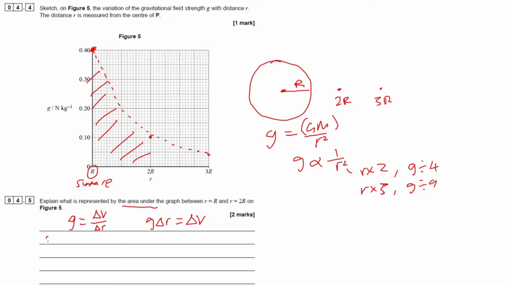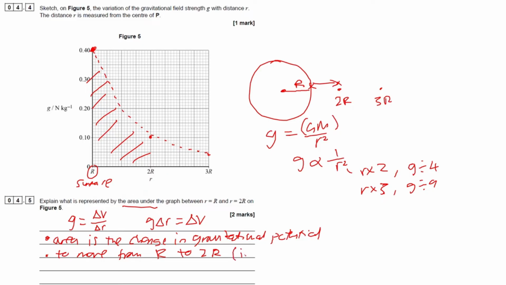So you have to write in words that area is the change in gravitational potential, and then specifically for the 2 marks you have to add that to move from R to 2R, so going from, say, this position here on the surface, moving it to this position, and we know there is an increase in potential as you move away from the surface. So there is an increase, we should also add to be more clear.